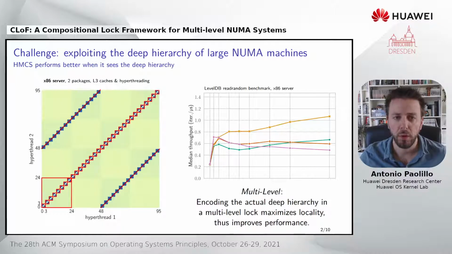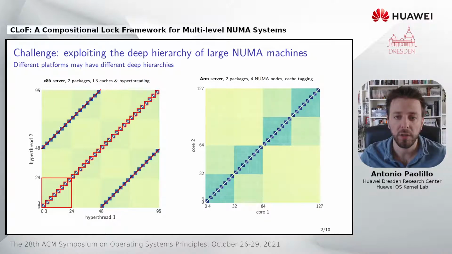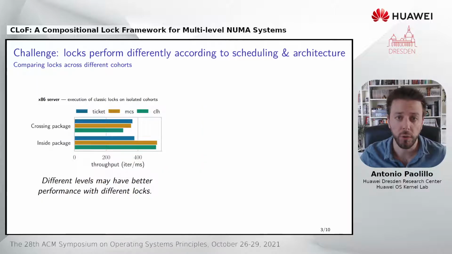We think that encoding the full hierarchy in a multi-level lock has a great potential to improve its performance, because it enforces some form of locality when passing the lock. Notice that the hierarchy will look different on different machines. As we can see here on our ARM server, this one has no hyperthreading and bigger differences when crossing NUMA nodes and packages.